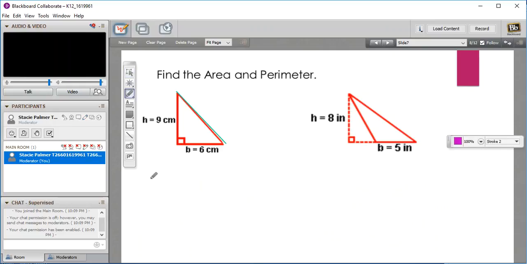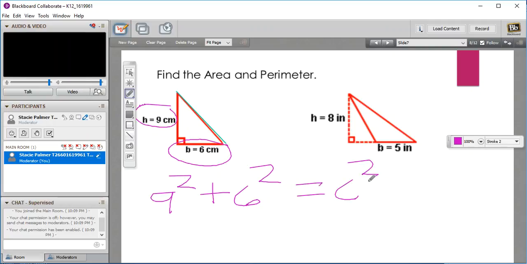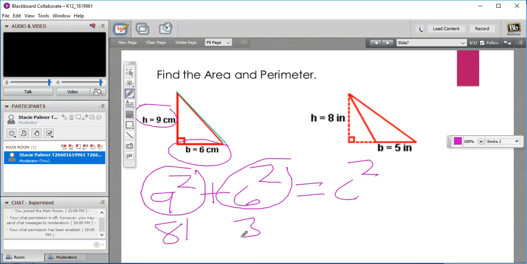So we know that side A is 9. We know that side B is 6. So if we take 9 squared and add it to 6 squared, that's going to give us C squared. Now to simplify from there, we need to take care of this exponent. 9 to the second power, that's not 18. 9 to the second power is 9 times 9, which is 81. 6 to the second power is 6 times 6, which is 36. If we take 81 and add 36, we're going to get 117.